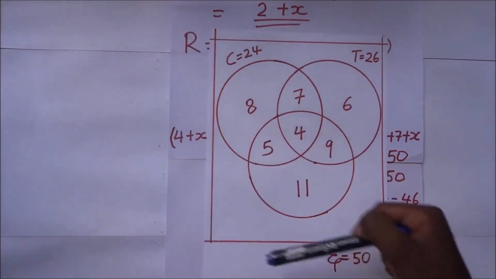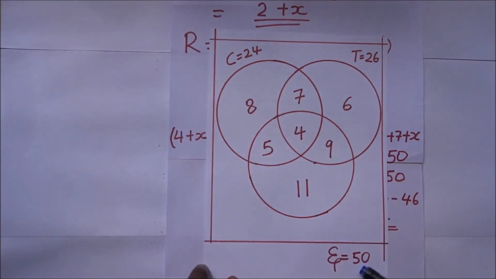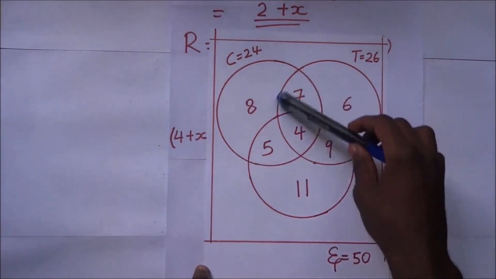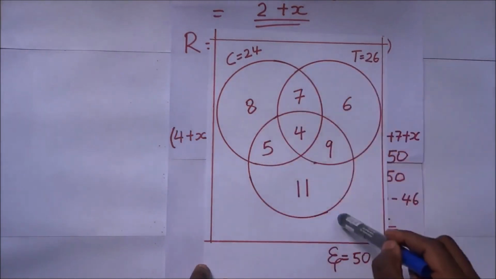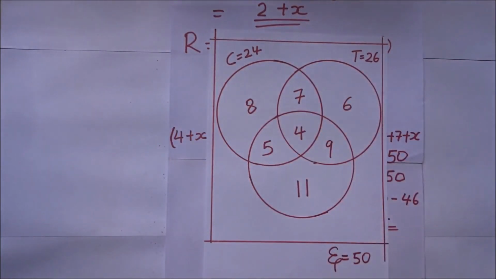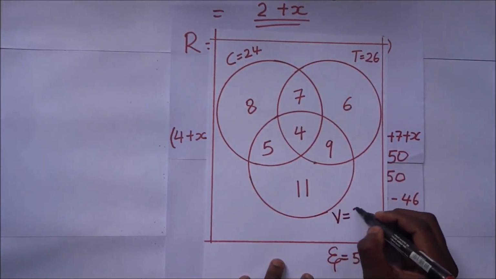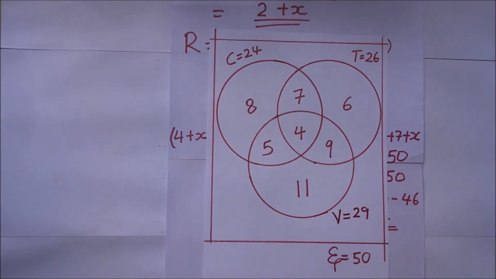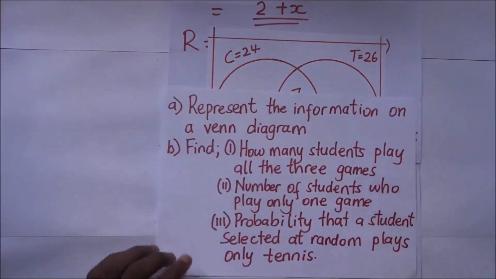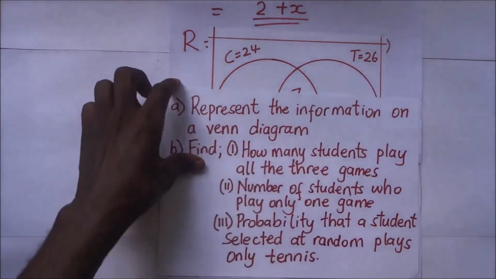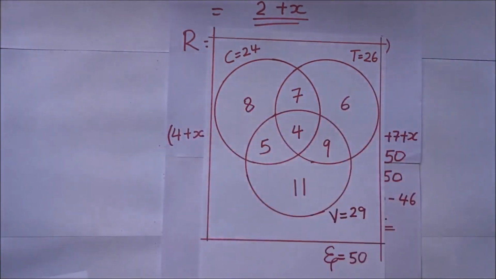That becomes our new Venn diagram with our total being 50, the total number of all students here that are playing chess, tennis, and this is definitely volleyball. So that's our new Venn diagram. So we proceed with the question. They told us to represent the information on a Venn diagram, which we have just done.